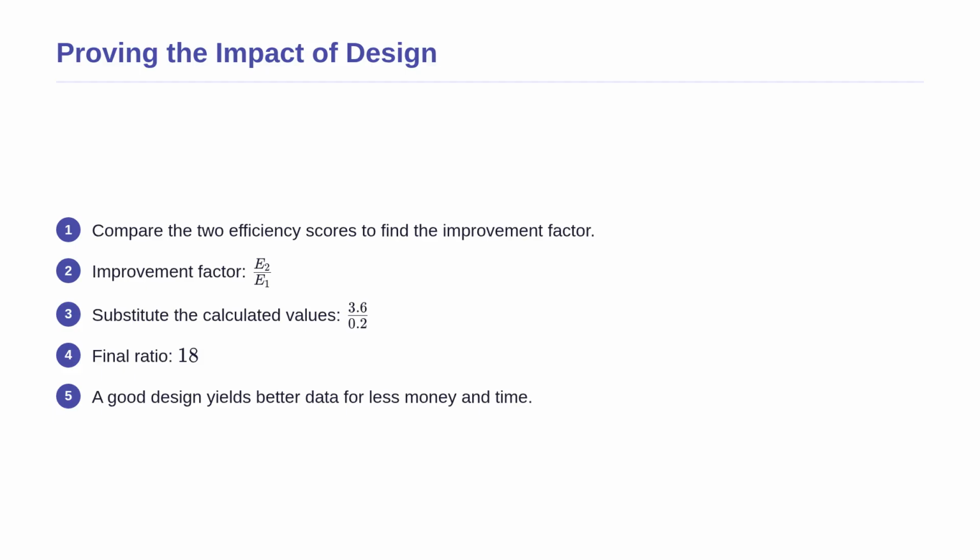Having calculated both scenarios, we can now mathematically prove the value of the research design. We want to establish exactly how much the student's efficiency improved. By taking the new efficiency score of 3.6 and dividing it by the old score of 0.2, we get an improvement factor of 18. By simply planning ahead with a research design, the student increased her research efficiency by 18 times. This proves mathematically that a good design yields much better data for significantly less money and time.